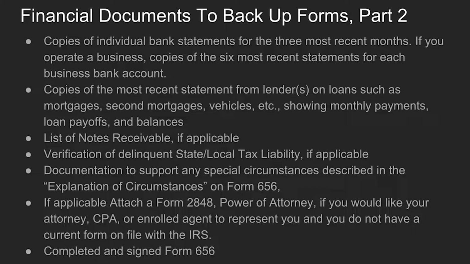Copies of the most recent statement from lenders on loans such as mortgages, second mortgages, vehicles, etc., showing monthly payments, loan payoffs, and balances. List of notes receivable if applicable. Most people don't have a notes receivable, so it's usually not applicable. Verification of delinquent state local tax liability if applicable. Another note here, if you have a state or local tax liability and it doesn't look like that's going to get into a settlement, you may want to go ahead and put that into a payment plan before you submit your IRS offer in compromise, because that expense reduces your collectability.